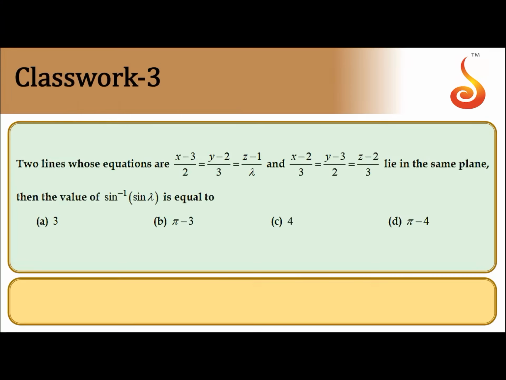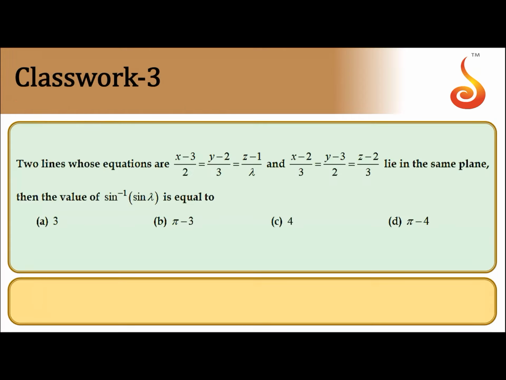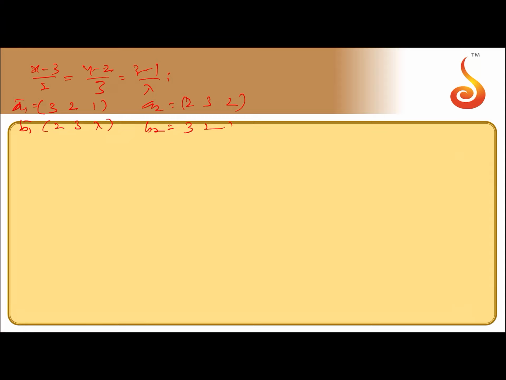So the first line: (x minus 3) by 2, (y minus 2) by 3, (z minus 1) by lambda. Of course, this is passing through the point (3, 2, 1), and the dr's are 2, 3, lambda. This is A1 and this is B1. Let me take up the second one. Let me take up the point itself here: A2 is equal to (2, 3, 2), and the dr's are given by 3, 2, 3.